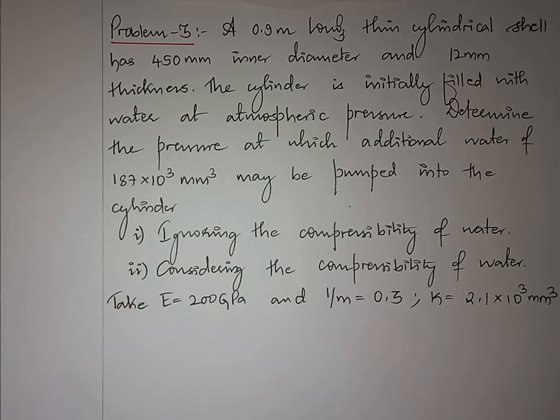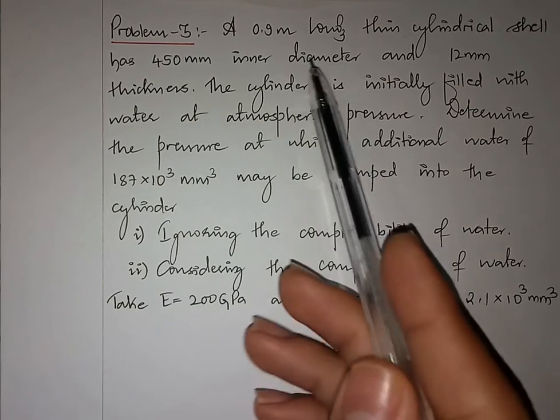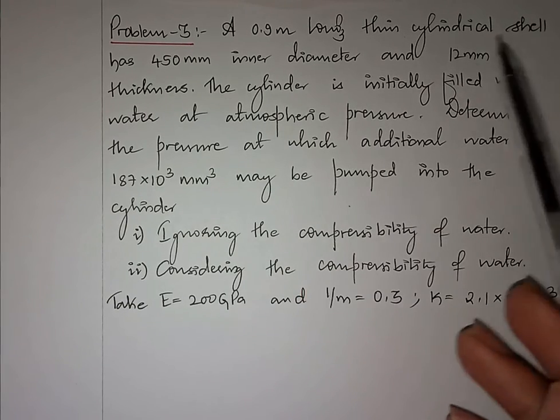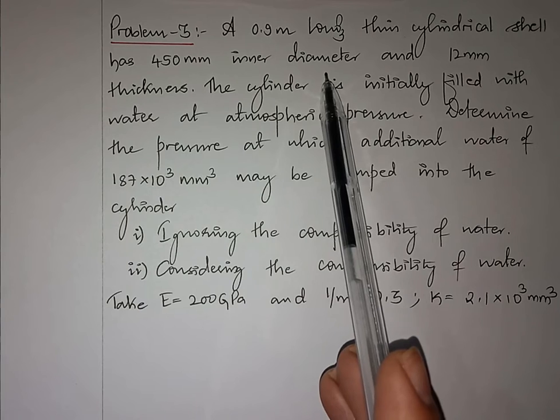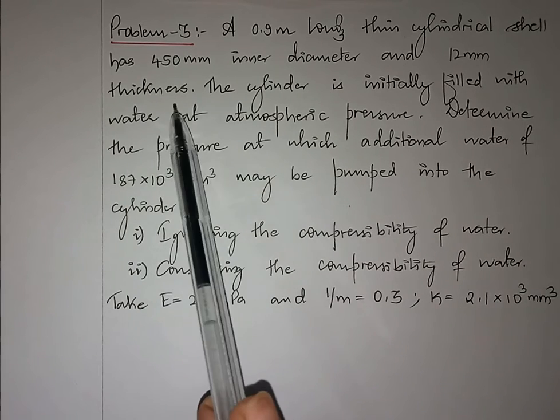So in today's session we'll be taking up another problem on thin cylinders. This is slightly a different one. You can say this is a unique problem. So please concentrate. A 0.9 meter long thin cylindrical shell has 450 inner diameter and 12 thickness.